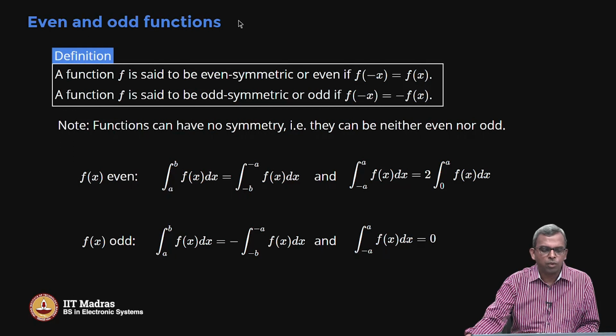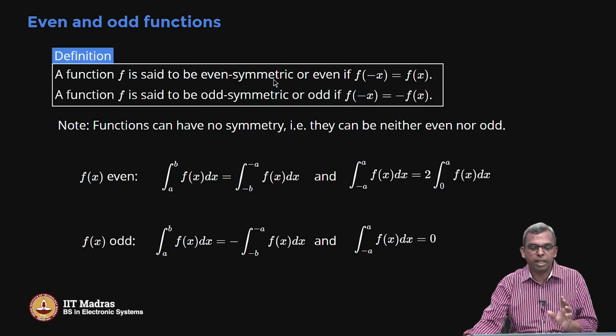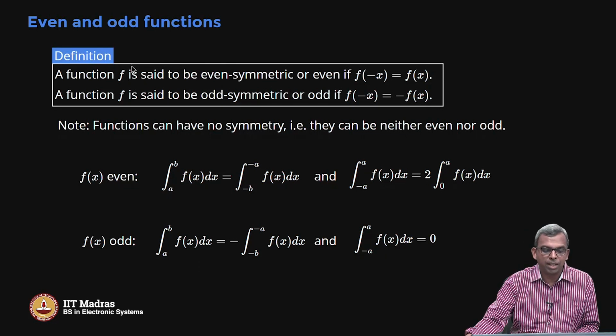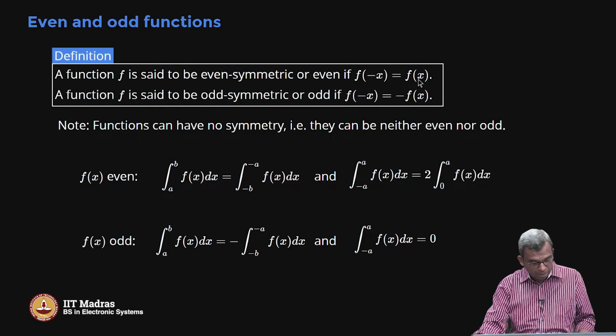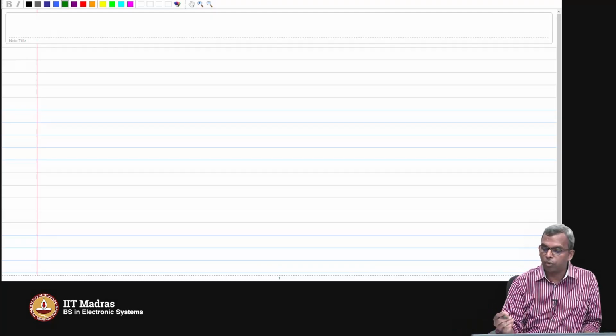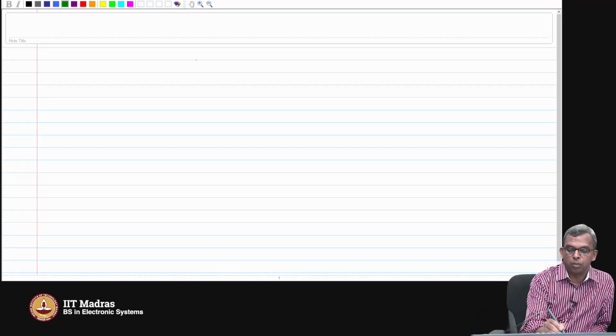We've not defined this properly here. A lot of functions can be classified as having even symmetry or odd symmetry. Several functions have this property, and it's a very useful property, particularly with respect to integration. What is the definition here? f is said to be even symmetric, or simply even, if f of minus x equals f of x. What is f of minus x, by the way? If you have a function f of x, right?